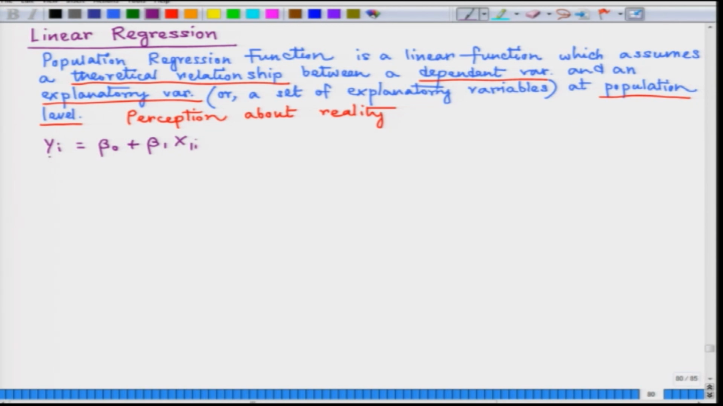So, here I define y as my dependent variable.